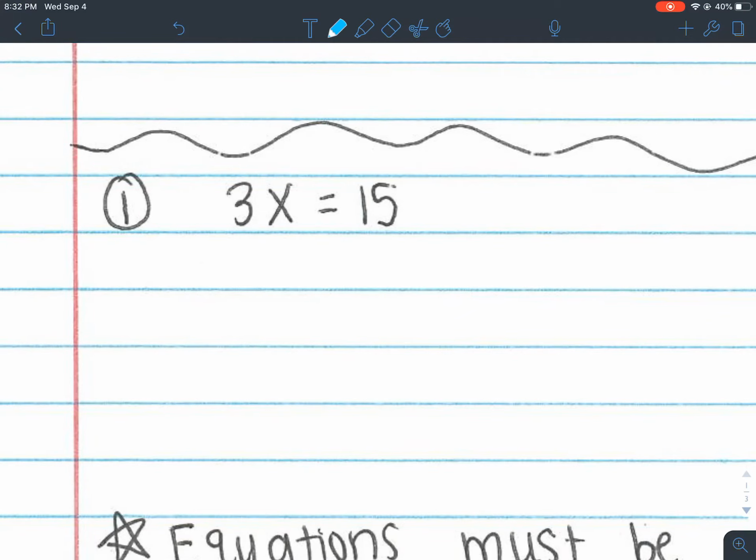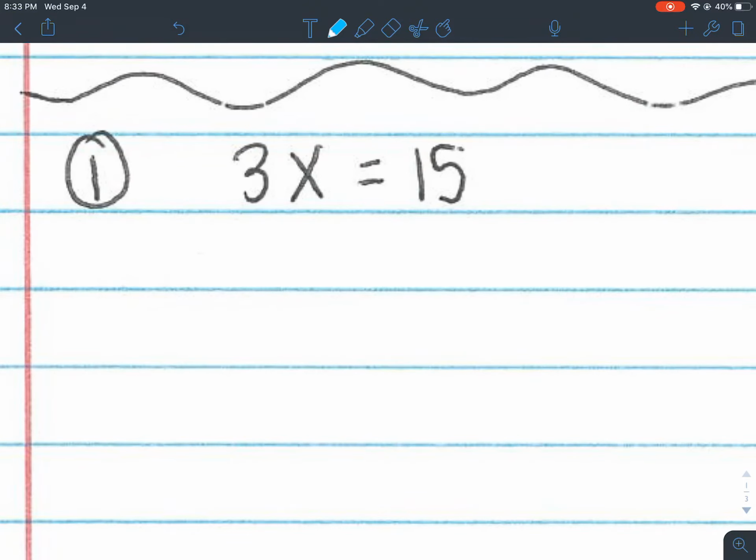Now, this is a one-step equation because there's one step to get to the answer. I have 3x equals 15. What am I trying to get by itself? The x. So I need to get rid of that 3. Well, 3 and x are combined by multiplication, so to get rid of the 3, I have to do the inverse, which is division. Since it's 3 times x, I now have to divide by 3.